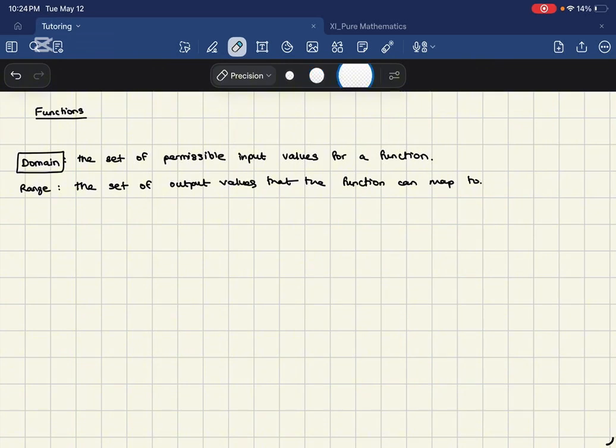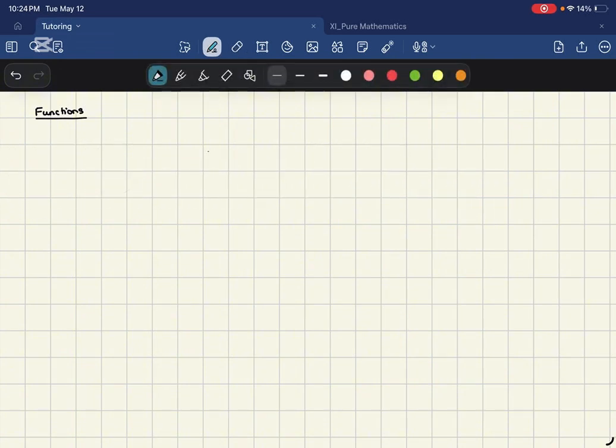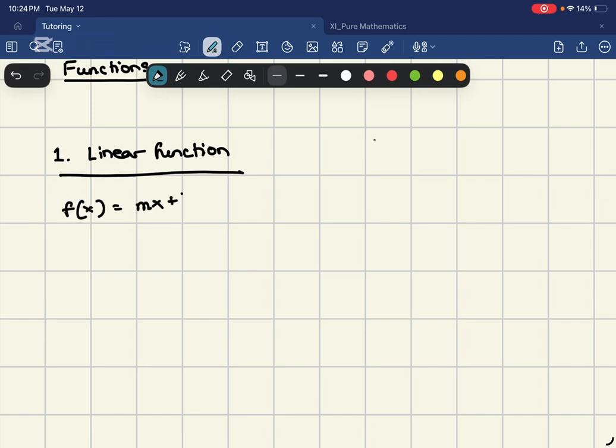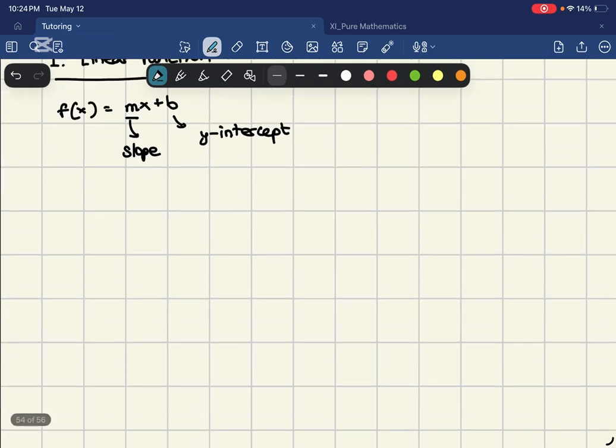So now let's look at very, very common functions that we will encounter. We'll look at their domain and range, and we'll look at their graphs as well, because knowing the graphs is very, very important. So the first function is your linear function. And your linear function is expressed as f of x is equal to mx plus b, right? M is your slope. B is your y-intercept.